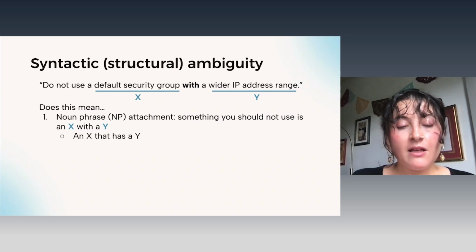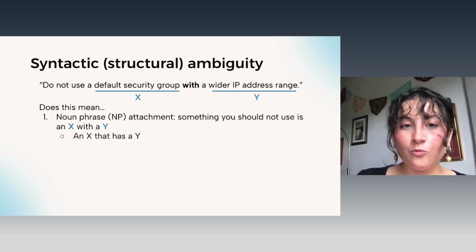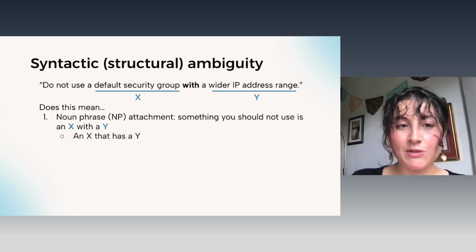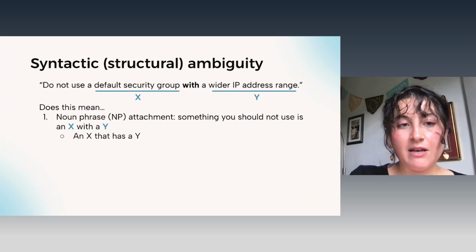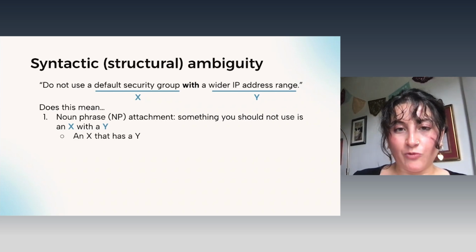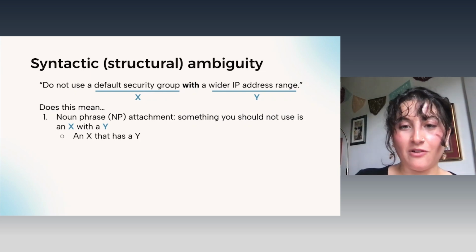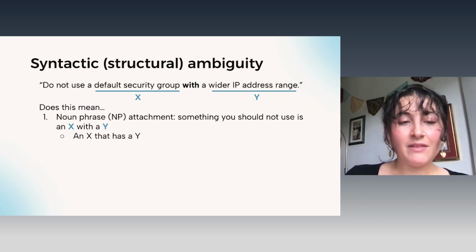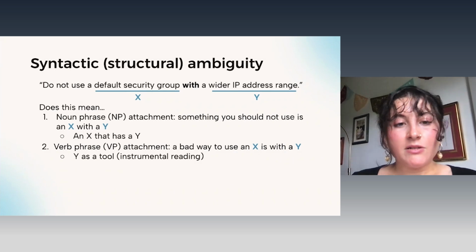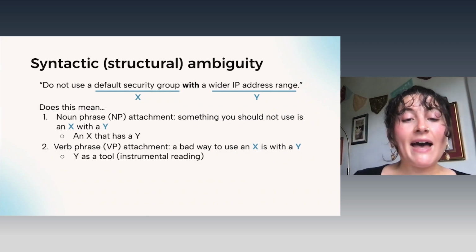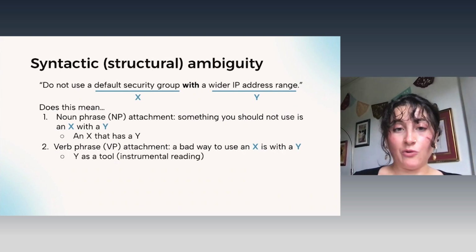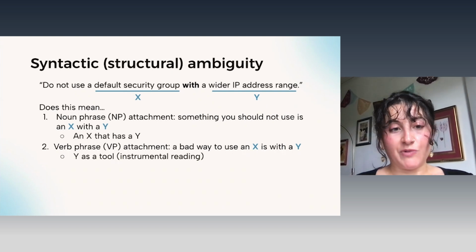So in other words, the word with a wider IP address range is how we are further explaining what the default security group is. So in other words, a default security group that has a wider IP address range, sort of like belonging to the security group. That's option one. Option two is verb phrase or VP attachment. So a way to look at this is a bad way to use an X is with a Y. So a bad way to use a default security group is with a wider IP address range.